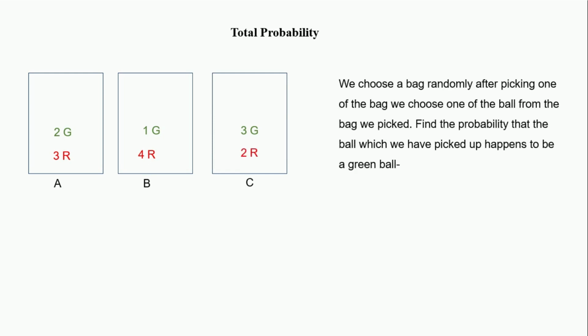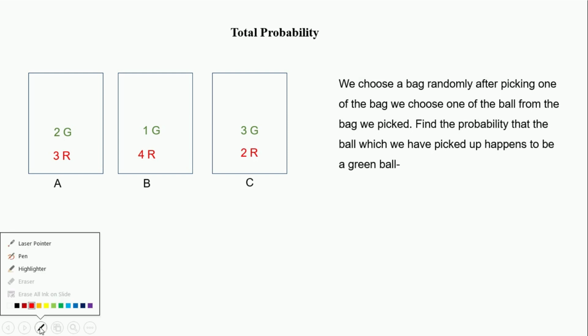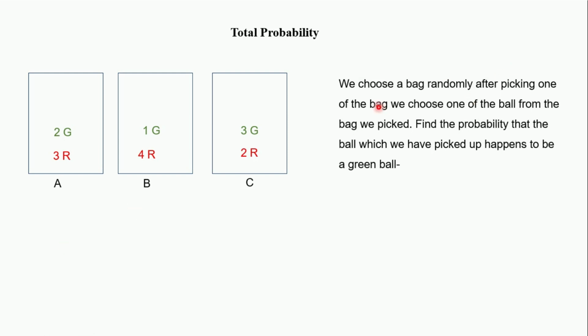Now the question is, we choose a bag randomly. After picking one of the bags, we choose one of the balls from that bag that we picked and find the probability that the ball which we have picked up happens to be a green ball.